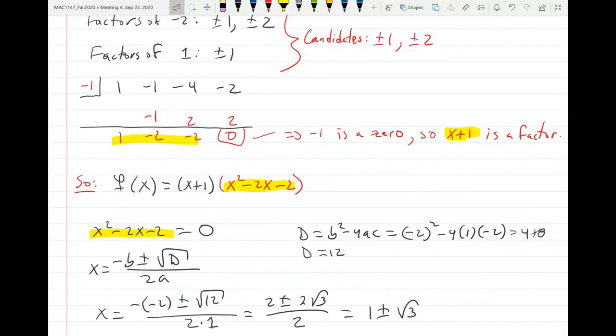If 2 was a 0? Okay, if 2 is a 0, that would mean that x minus 2 is a factor. So I would do a similar thing with x minus 2. Okay? All right, so let's see.